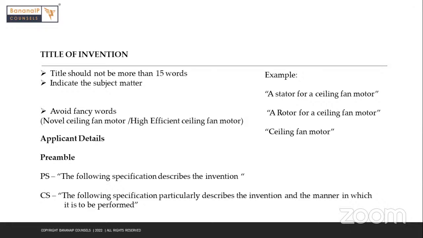And we need to avoid using fancy words, that is, saying novel ceiling fan motor or high efficient ceiling fan motor should be avoided. Then we can mention the applicant details, that is, the name, address, and nationality of the applicant. Next is the preamble. If it is a provisional specification, then the preamble is: the following specification describes the invention. If it is a complete specification, then the preamble is: the following specification particularly describes the invention and the manner in which it is to be performed.